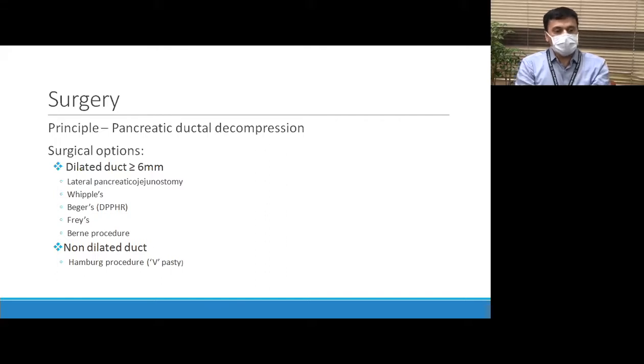So the Beger procedure is resecting the pancreatic head but sparing the duodenum and covering that site with a defunctionalized Roux-en-Y jejunal limb to allow drainage of pancreatic and biliary secretions. And the Frey procedure uses a pancreatic resection with longitudinal duct incision, but leaves a narrow layer of pancreatic tissue here.